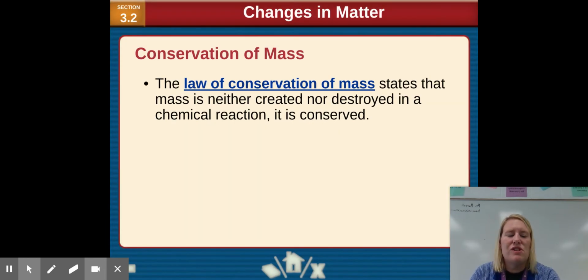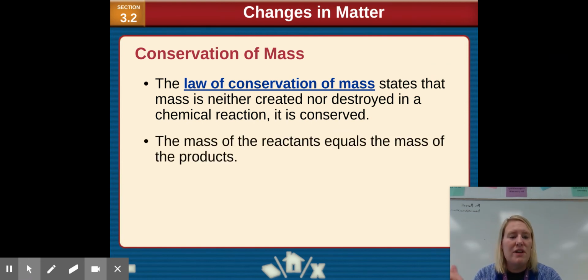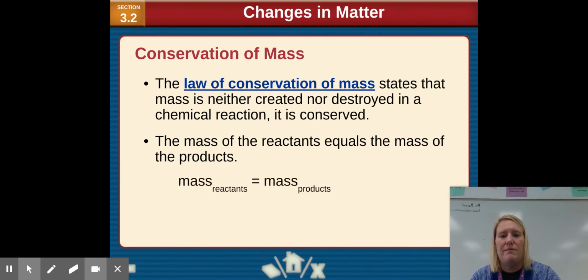So the law of conservation of mass is something that we will talk a lot about in chemistry. And so this states that matter is neither created nor destroyed in a chemical reaction. It's conserved. So the mass of the reactants, that's what you put into the reaction, must equal the products. So we can never just have things go disappearing. This means that sometimes they might go out into the air, and so we can't actually weigh them in our regular classroom, but it means that they're still there and accounted for. So mass of reactants equals mass of products.